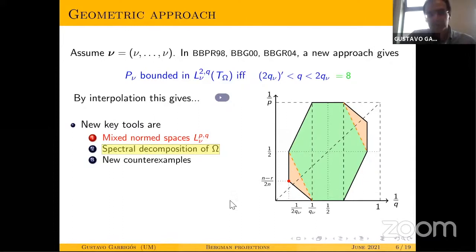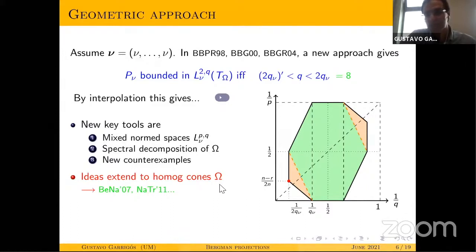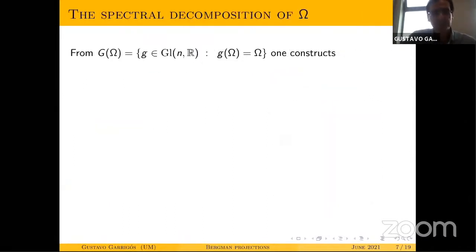Let me elaborate a little bit more on this, and later I will tell you what happens here. Well, these ideas that I have written here are for symmetric cones, but they can be extended to homogeneous cones, and that has been done by Bekollé and Nana, first for the Vinberg cone, I think, and then Nana and Trojan have a very nice paper where they make a very general extension to that setting. So this hexagon is essentially the same picture for all of the cases of cones and weights. Okay, let me tell you what is this spectral decomposition.